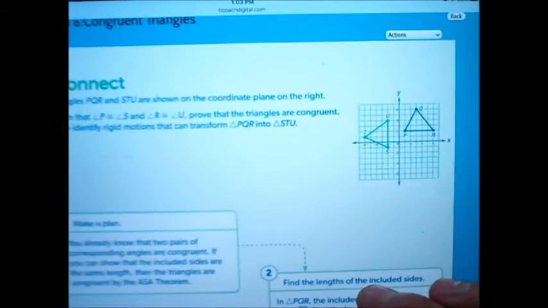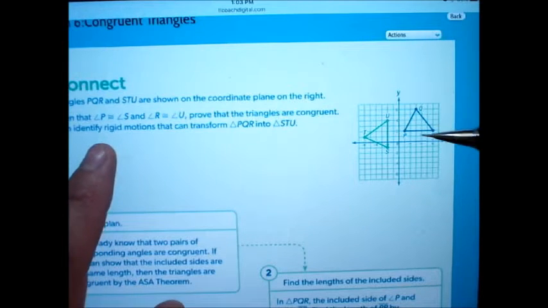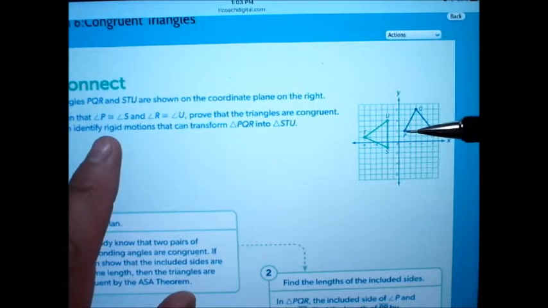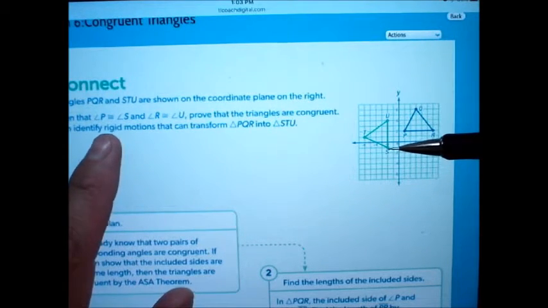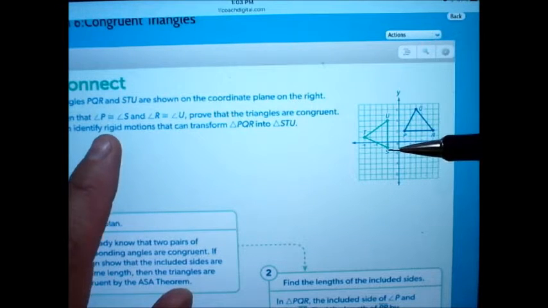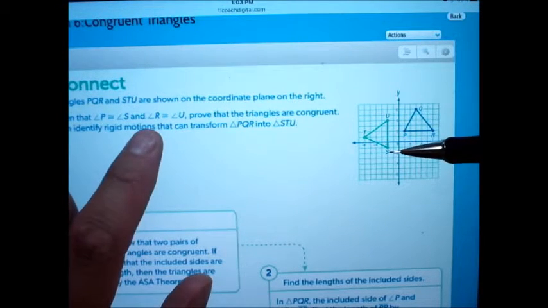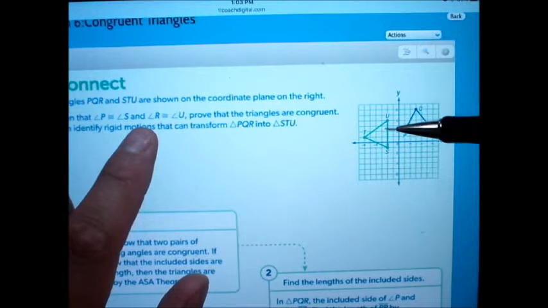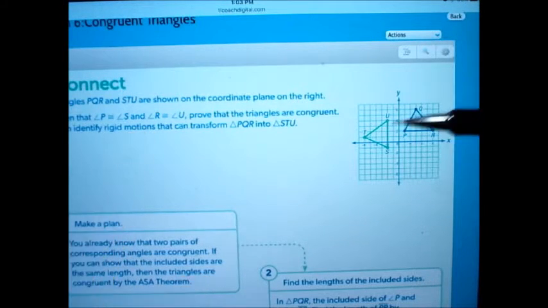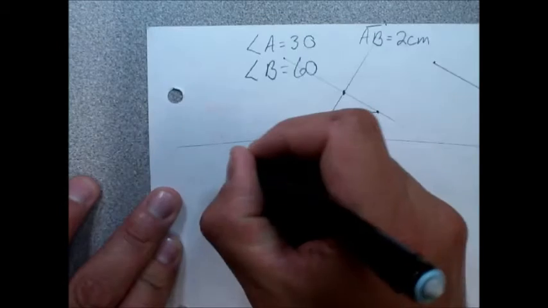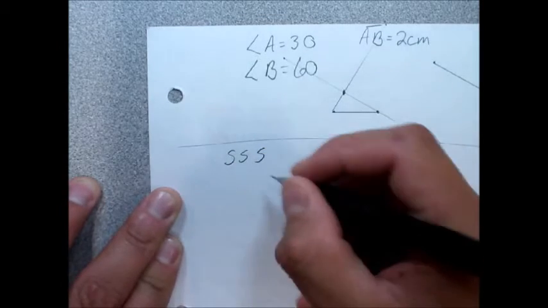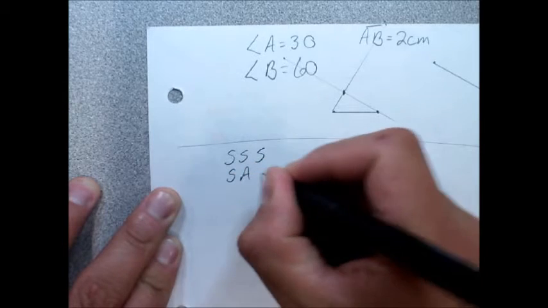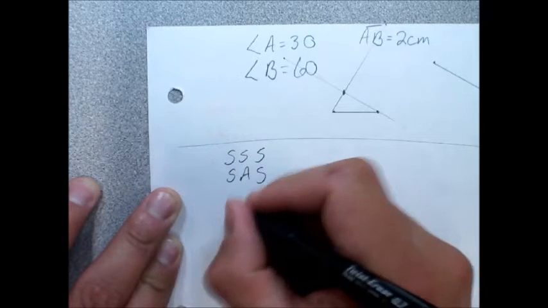going back to the directions. Ooh, that's blurry as all get out. P, I'm going to touch them as I identify them. P and S are congruent. P and S are congruent. And then we also know that R and U are congruent. And we're going to use one of the three theorems that we just wrote down. We have either side, side, side. We have side, angle, side. And then we have angle, side, angle.